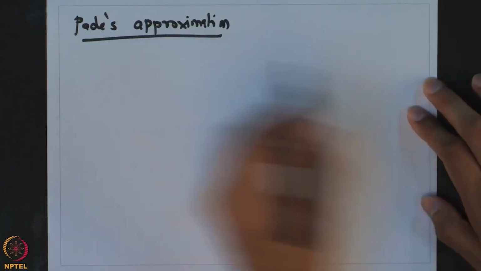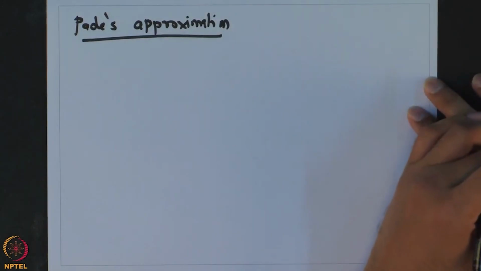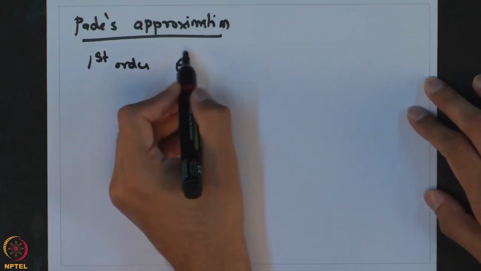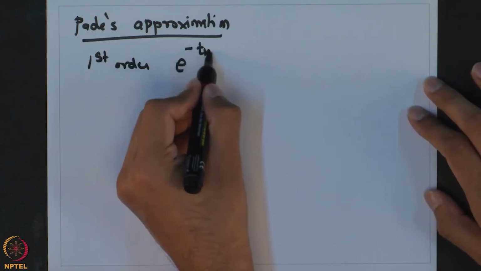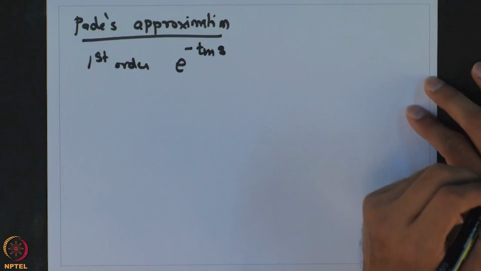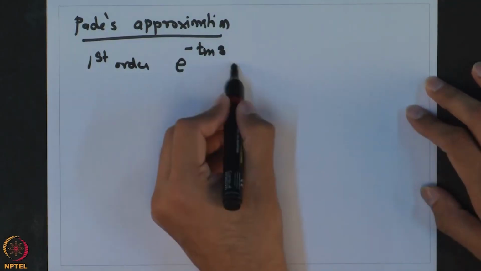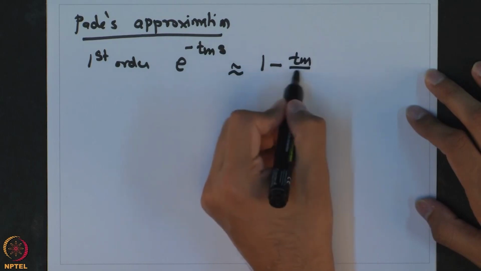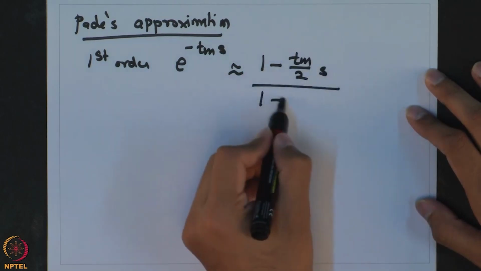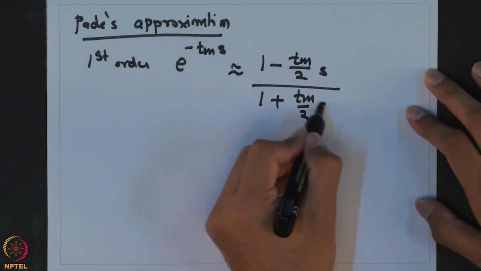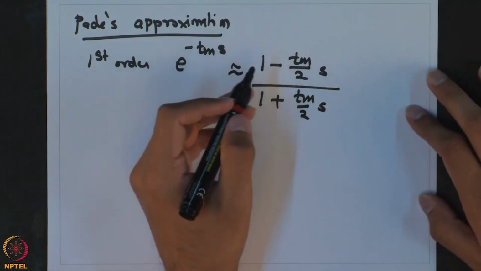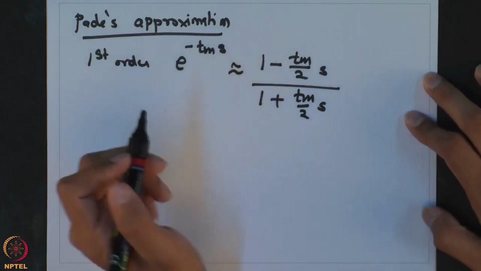So the Padé approximation can be of different orders. Very commonly we use the first order Padé approximation. It says that if you have a transfer function of this form, which is a pure delay, we can approximate it as 1 minus Tm over 2 s divided by 1 plus Tm over 2 s. So we sort of split the contribution of this transfer function as some numerator and denominator dynamics.